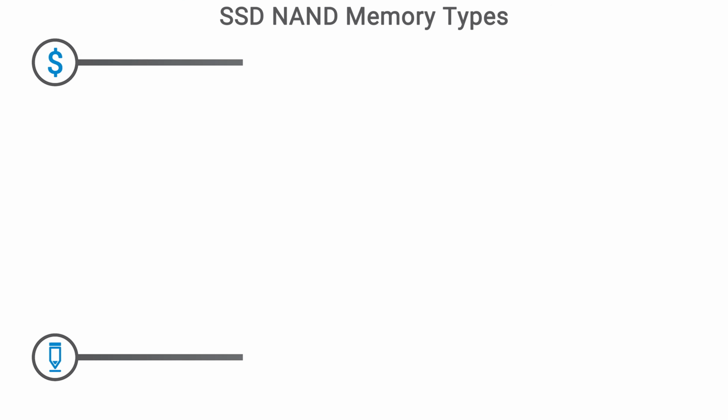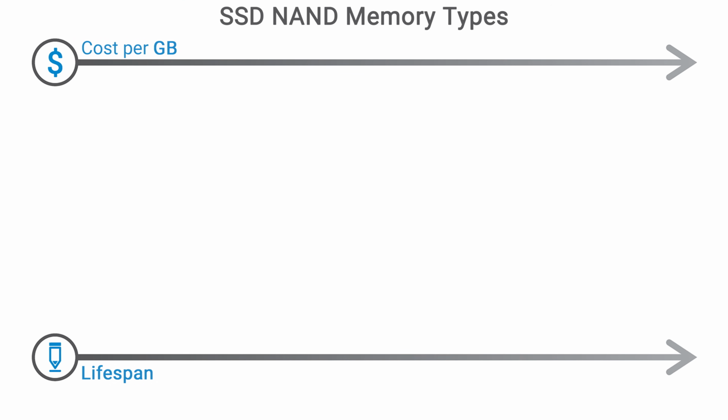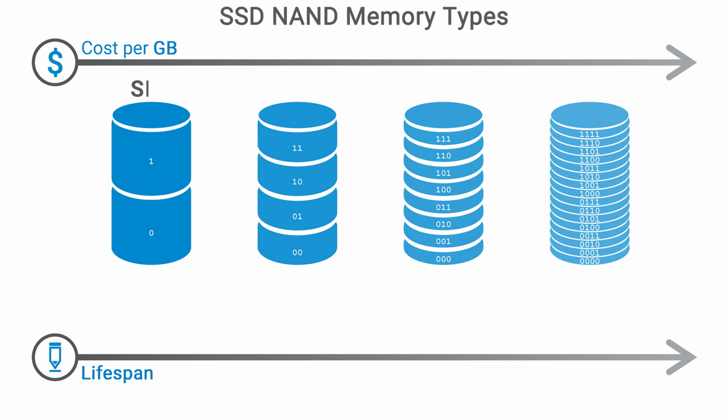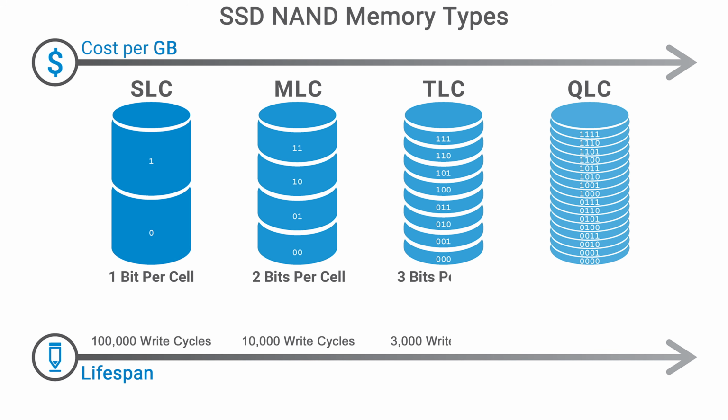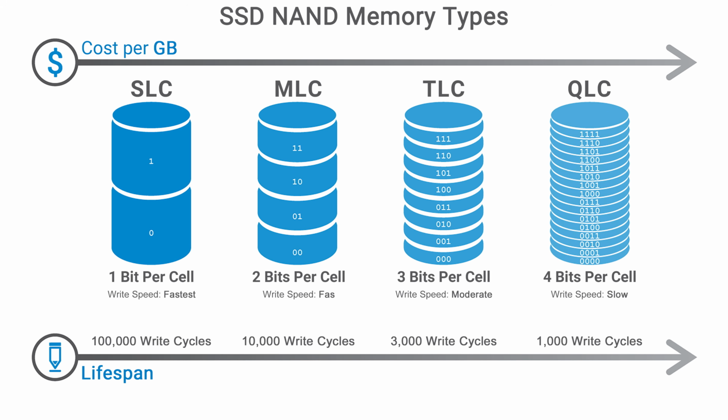Along with the emergence of new M.2 NVMe generations, new memory types are also being developed. The type of memory in an SSD determines its performance, durability, cost, and capacity. Here is an overview of the 4 main NAND flash memory types.